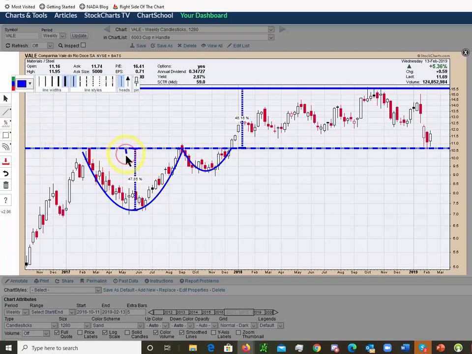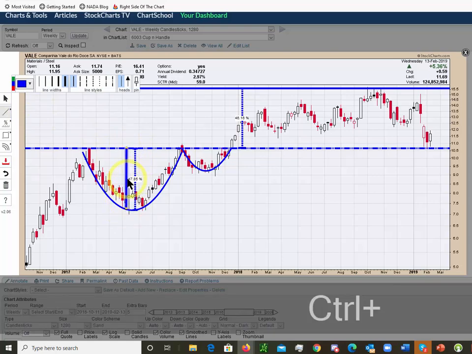Now, if you don't have this percentage tool, you can always put yourself a line from the top to the bottom. See if I can grab it here. No, not going to let me do it. There we go.